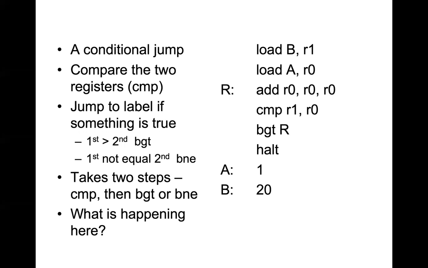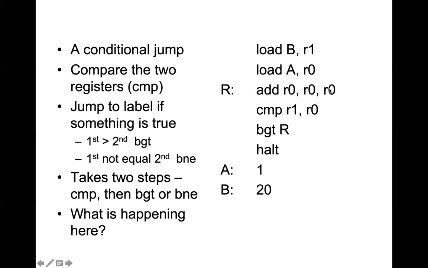So what's the program going to do? Like the previous program, it's going to keep doubling the contents of R0, which starts out at 1. It's going to double it, so 2 is going to be here. Now, the question is, we're comparing R1, which was initialized to 20, with R0. So the question was, is R1 greater than R0? If 20 is greater than 2, then we're going to branch to R.